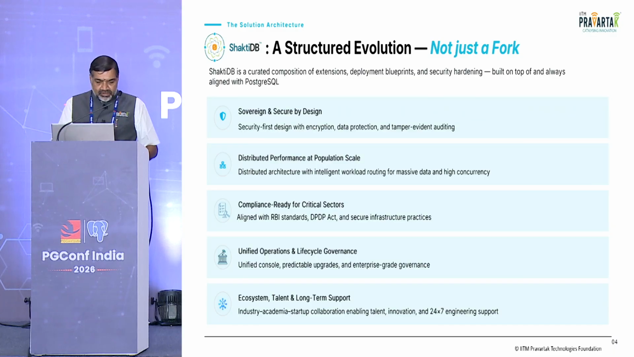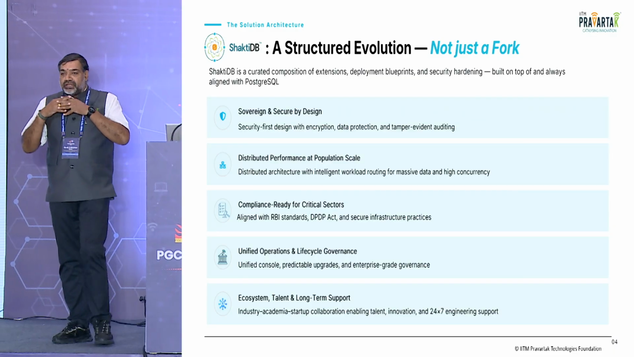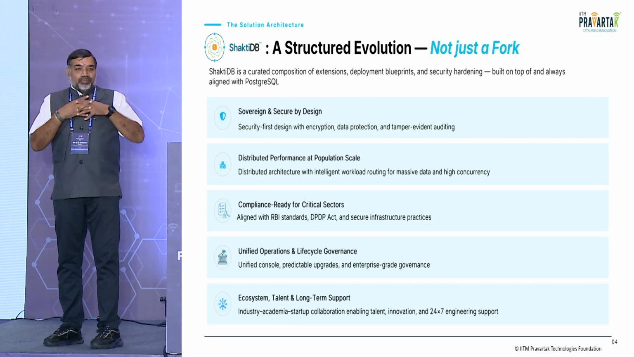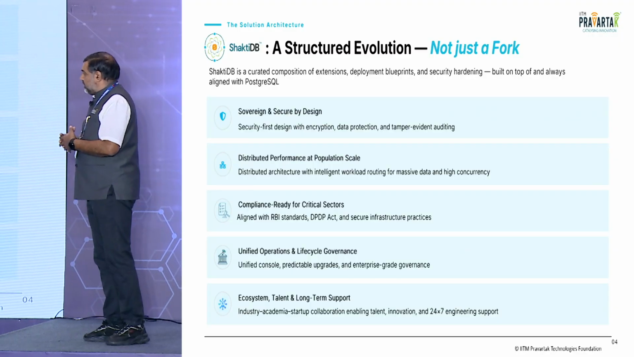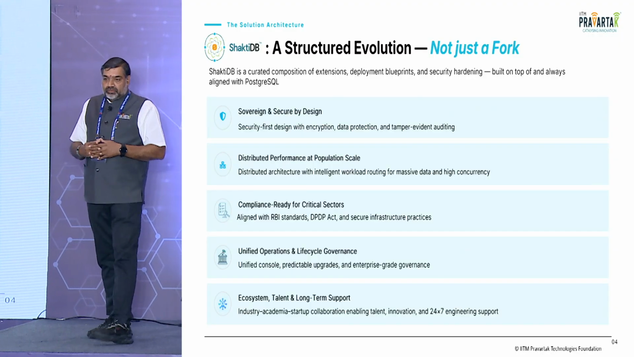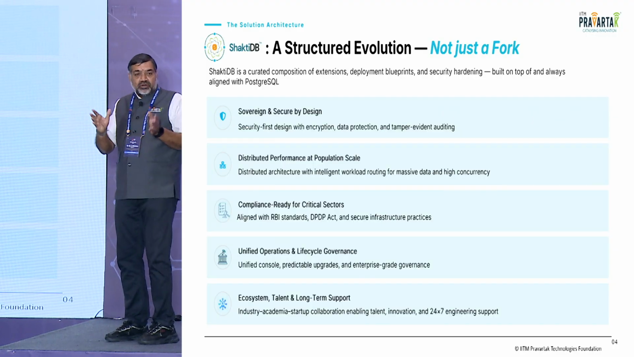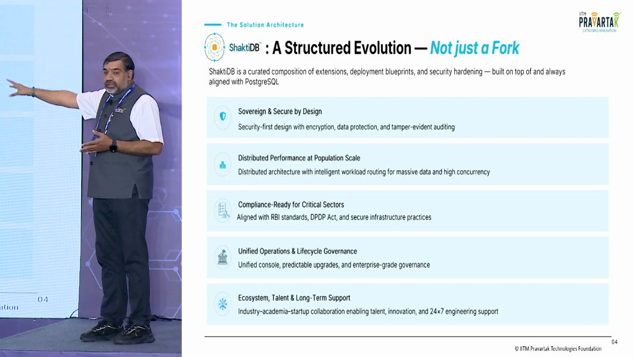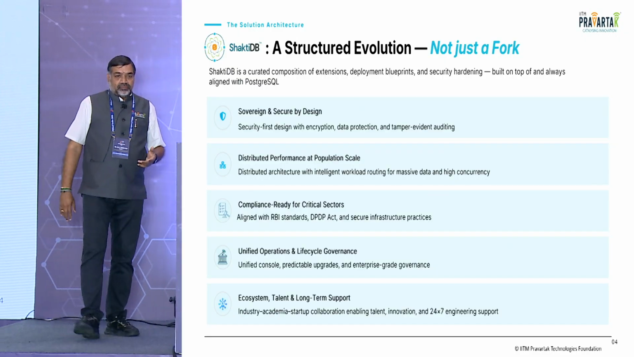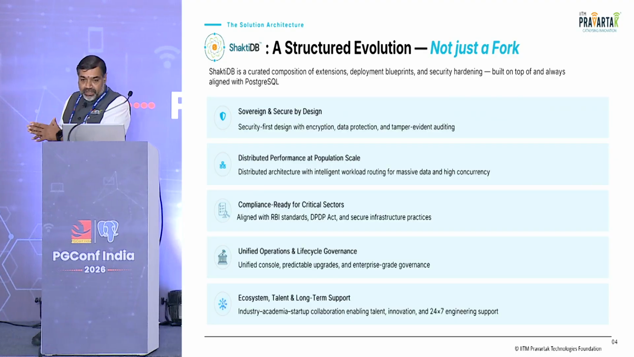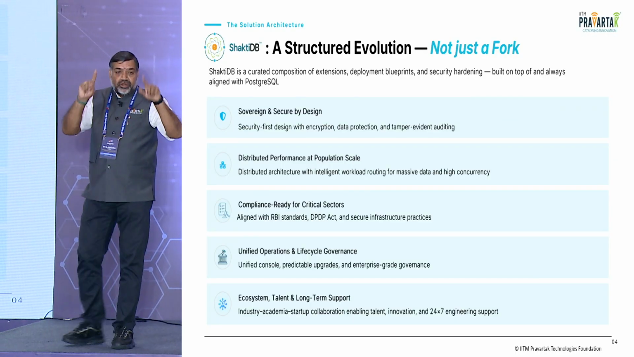So what is ShaktiDB? It is not just a fork. We have studied the Indian ecosystem and its problems, and we are providing solutions based on that. First one, security and encryption. We have complete control over security and encryption because we are using a security-first design with encryption, and most important, as I told you, tamper-evident auditing. That's something we provide as base functionality. Remember, whatever I have talked about is the base functionality for Indian requirements.